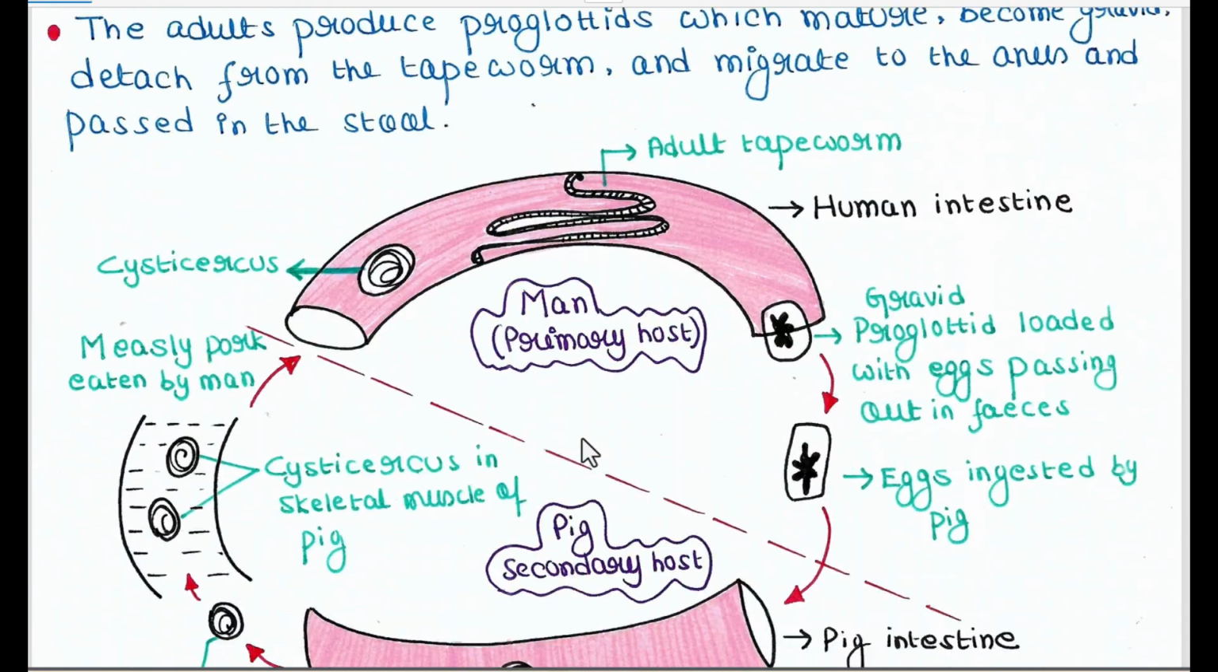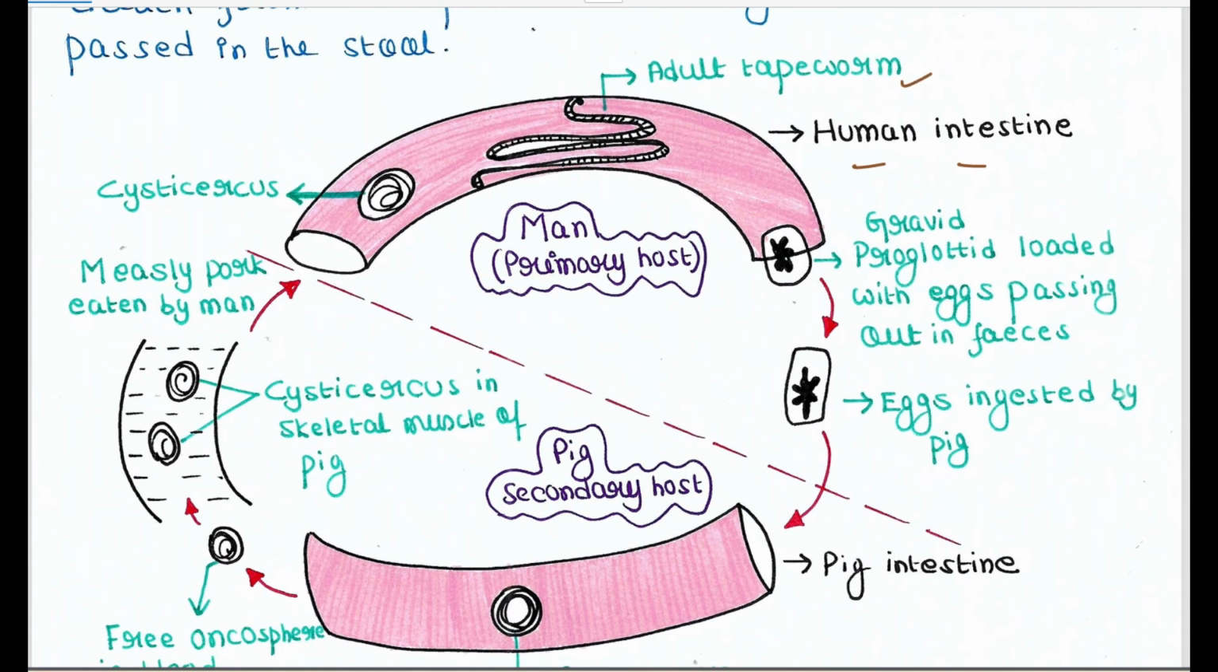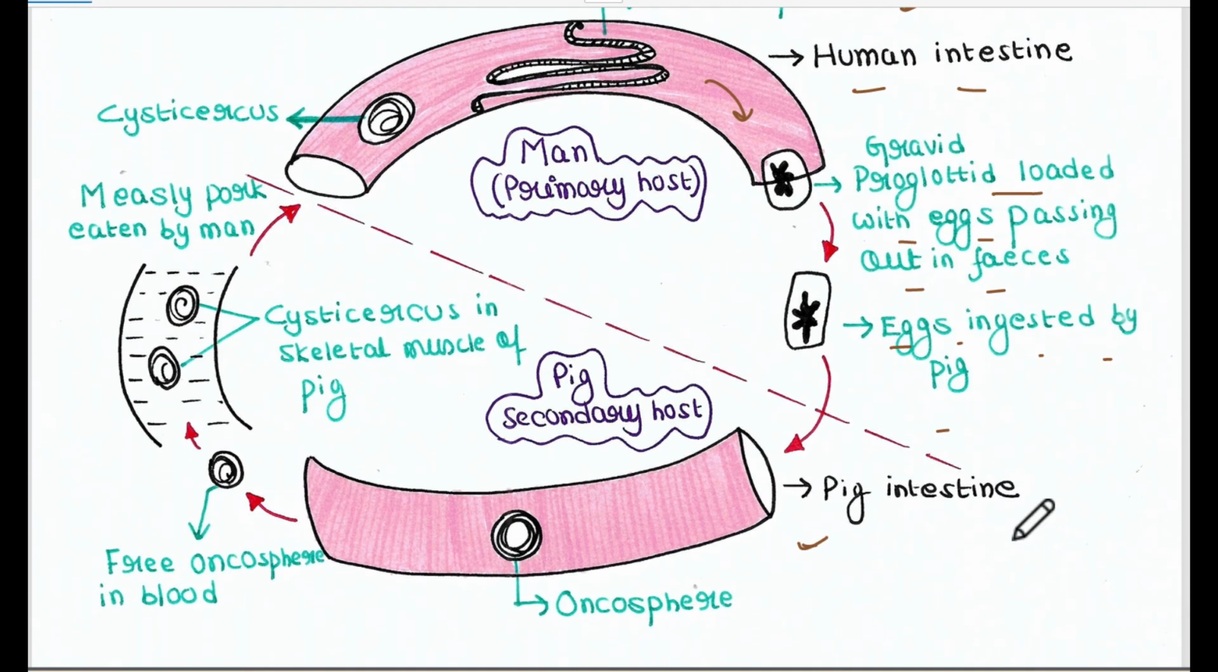So basically if you see this picture, here is the human intestine and in the human intestine adult tapeworms reside and their gravid proglottids are released and they are loaded with eggs and they are passed out in feces and those eggs or proglottids are ingested by pig and then it is the intestine of pig. So in the intestine of pig, oncospheres hatch from those eggs.